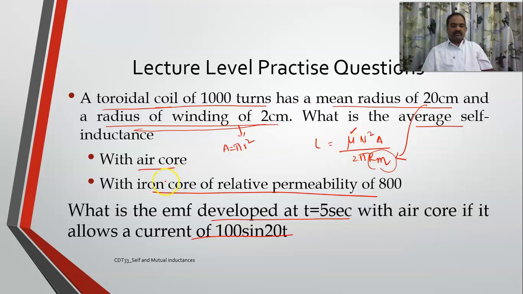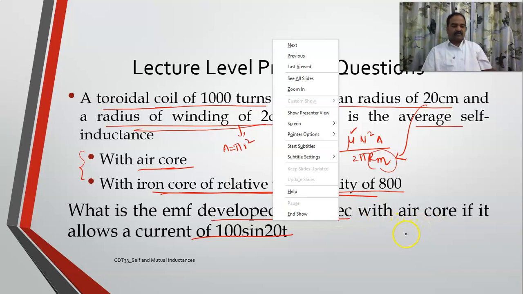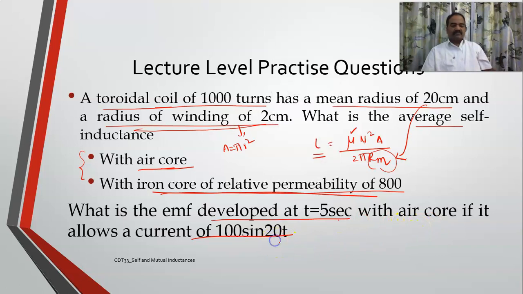Mu for air core is mu naught only, whereas for iron here mu r is 800. Once you determine L, the problem is solved. Next, what is the EMF developed at t equal to 5 seconds with air core, if it carries a current of 100 sin 20t? He is asking for the EMF, which is L di by dt. You have got I, so differentiate it with respect to t, and then substitute t equal to 5 seconds. You will get the answer.